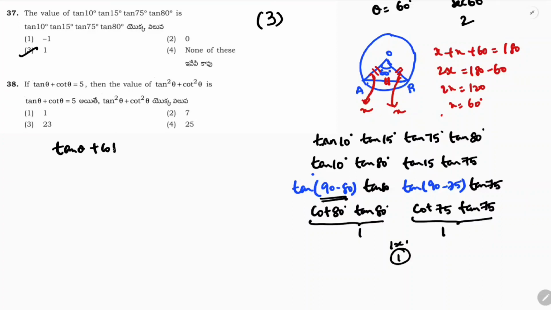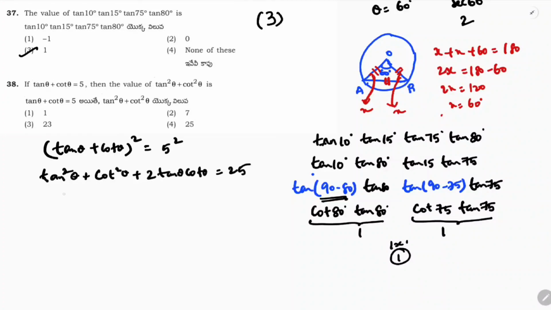Tan theta plus cot theta is 5. So I'll do squaring on both sides. (a plus b) whole square, so a square plus b square plus 2ab, because I need the value of tan square plus cot square. 2 tan theta cot theta is 25.